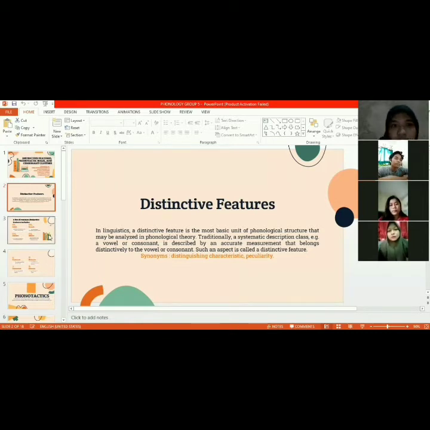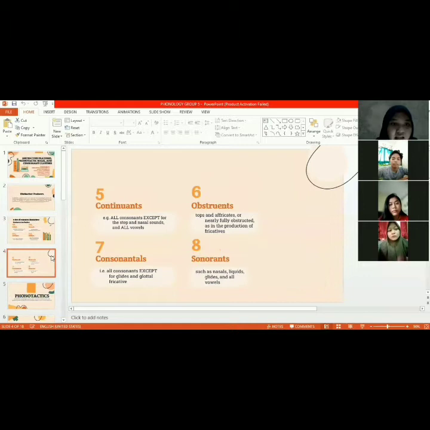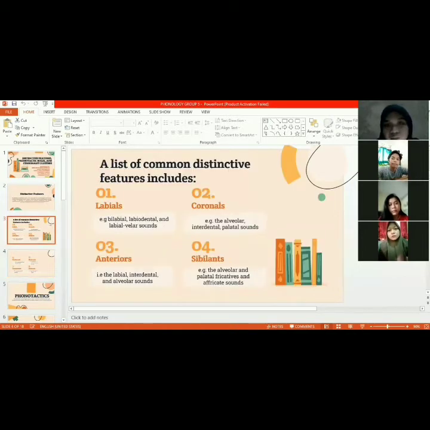So distinctive features have 8 common lists. The feature system is divided into 8 types. The first is labials and coronals. The second, the third, anteriors. The fourth, sibilants. And then next, there are continuants and obstruents, consonantals, and sonorants. I would like to explain the labial first.